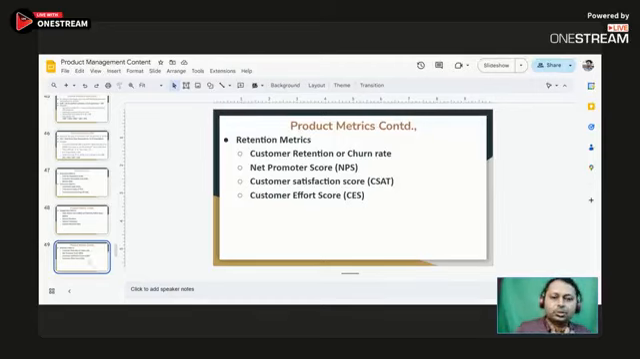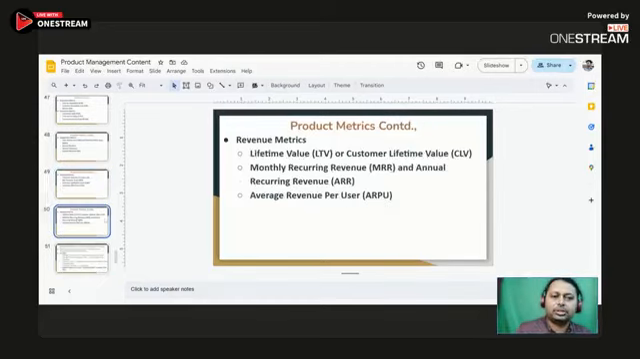So today we're going to talk about revenue metrics. In revenue metrics, we'll be covering customer lifetime value, which is LTV or CLV. Next is MRR and ARR. MRR stands for monthly recurring revenue, while ARR stands for annual recurring revenue. We'll see that in detail in this episode. And next is average revenue per user, ARPU. These are the three things we will be looking into in this video.